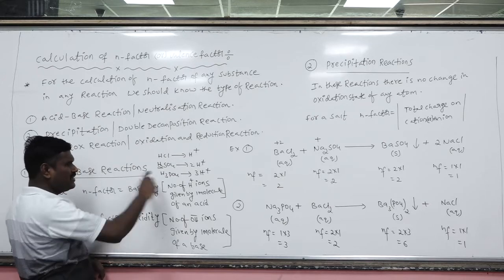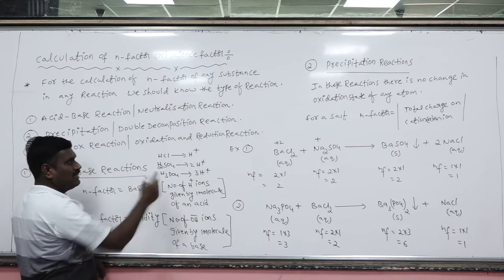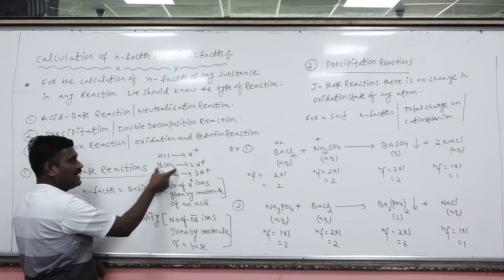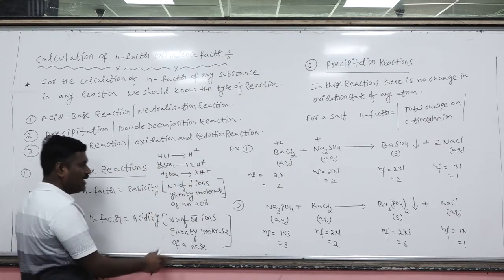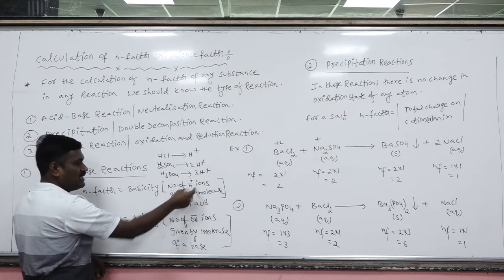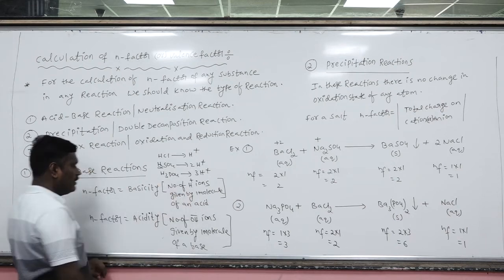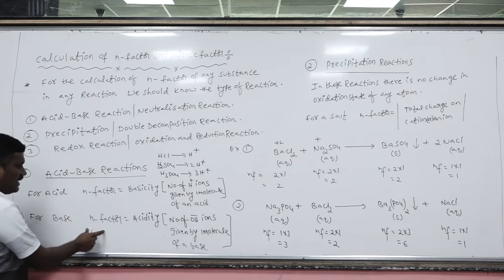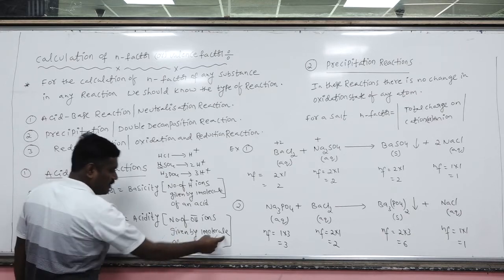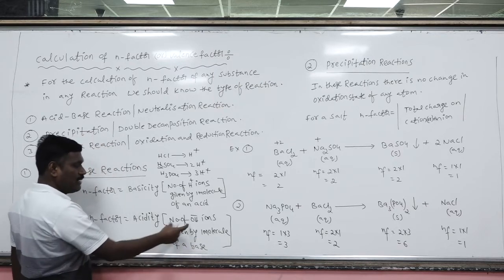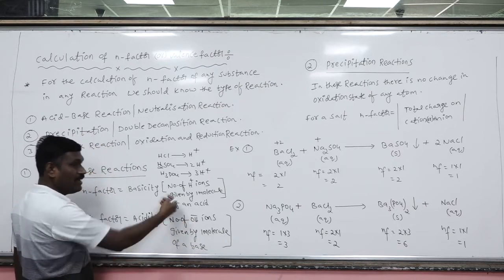So, if the reaction is not given and it is simply asking for the N factor, we directly see the number of H plus ions. If the reaction is given, according to the reaction, we have to identify how many H plus ions are furnished from one molecule of acid. In case of a base, it is acidity. It is the number of OH minus ions produced from one molecule of a base, otherwise the number of H plus ions accepted by one molecule of the base.